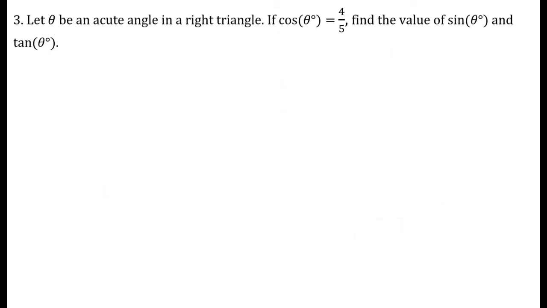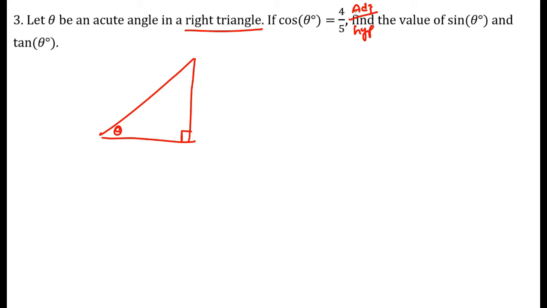Number 3, let theta be an acute angle in a right triangle. If the cosine of theta is 4/5, find the value of sine theta and tangent of theta. So we have a right triangle. I'm going to start with that. And I have an angle named theta in this right triangle. We know that the cosine of theta is 4/5, so the ratio of the adjacent over the hypotenuse is 4/5.